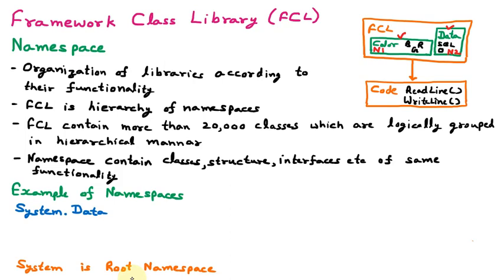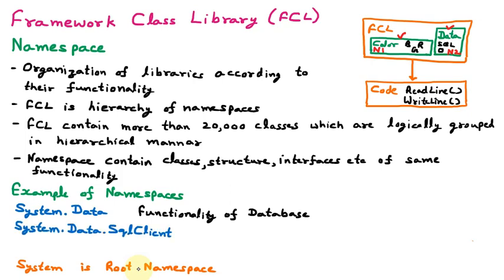We know that data signifies the database, so this namespace is used for database functionality. That means if I include this namespace System.Data, then the whole database connectivity functionality will be provided to me. But let's say I don't want the complete functionality; I only want to connect to SQL Server. Then I will use the specific System.Data.SqlClient. We can see that SqlClient comes after Data, which means from the database we are including only the SQL client.